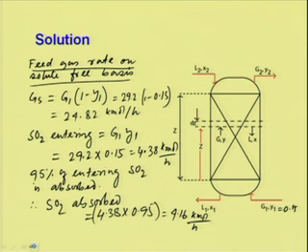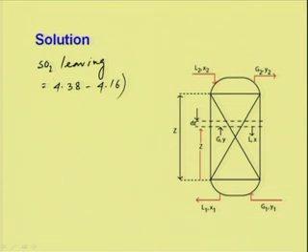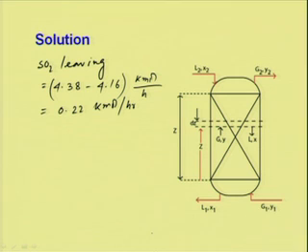So, the amount of SO2 leaving from the tower is equal to 4.38 minus 4.16 kmol per hour, which is equal to 0.22 kmol per hour. Now, we can calculate the gas phase concentration at the exit.